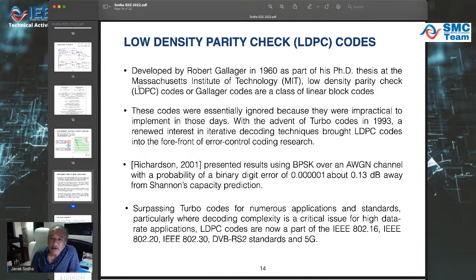What about low density parity check codes? The breakthrough by Robert Gallagher, a PhD student in the 1960s. They are a class of linear block codes. Just to repeat myself, the codes were essentially ignored because they were impractical to implement in those days, and they were rediscovered with the advent of turbo codes in 1993.